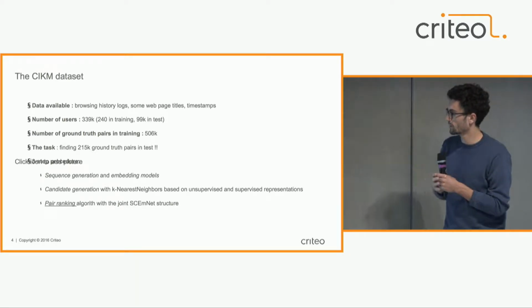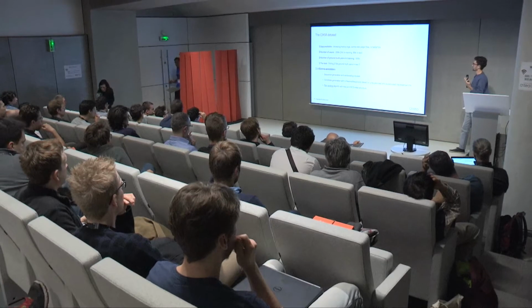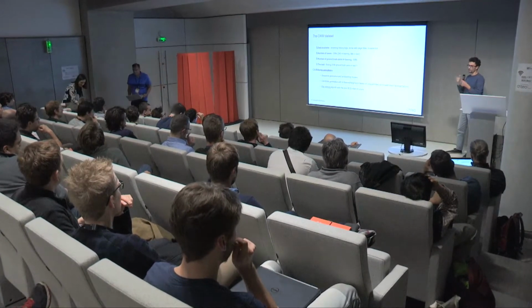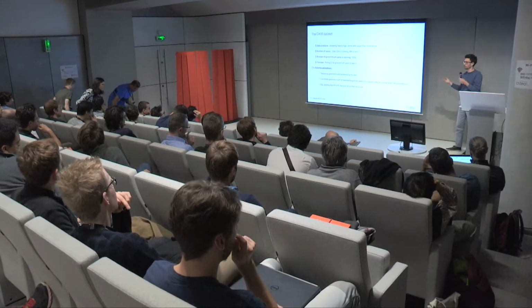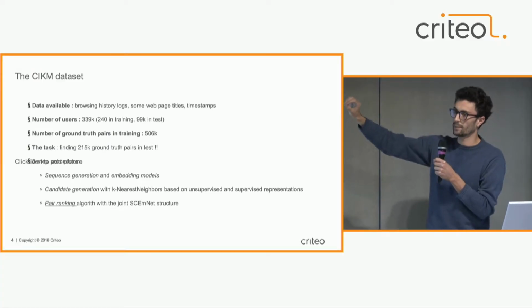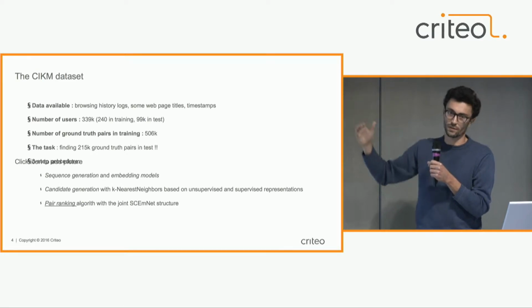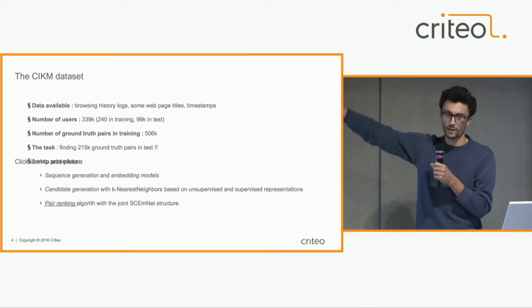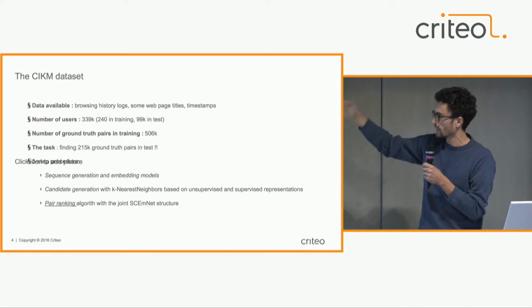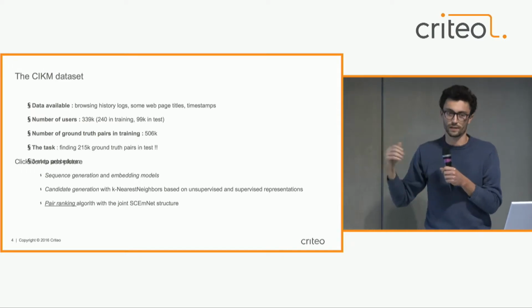As the number of potential pairs is too big, we cannot rank and classify all pairs. So this is not possible. So we split the task into 3 steps. The first step is sequence generation. For each user, we generate different sequences coming from the URLs and the web page titles, and we embed them using Word2Vec and Doc2Vec models.